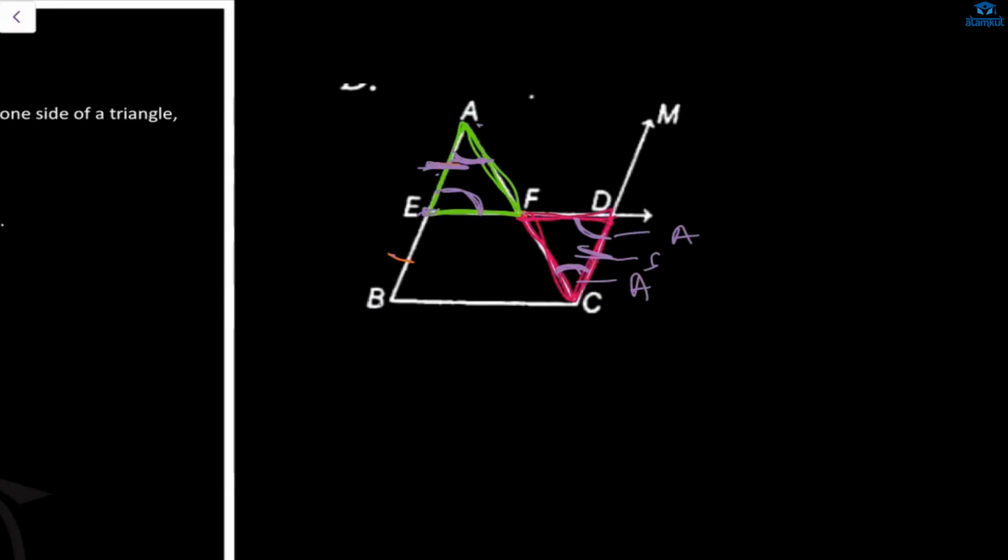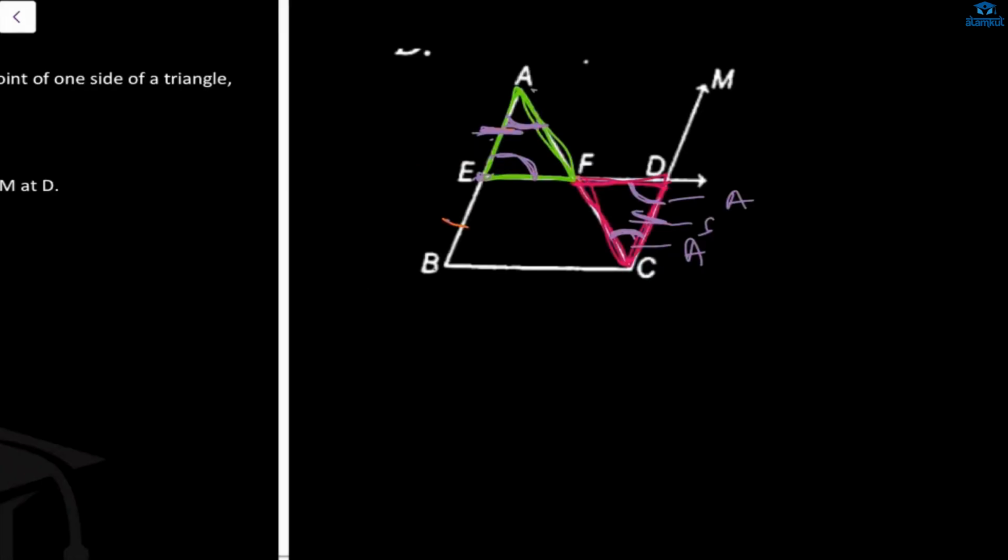So this is the converse of the midpoint theorem. We have seen the midpoint theorem and the converse of the midpoint theorem. In the midpoint theorem, E and F are the midpoints, which is given, and you have to prove that EF is parallel to BC and EF is half of BC. In the converse, it is given that E is the midpoint and EF is parallel to BC, and you have to prove that F is the midpoint.